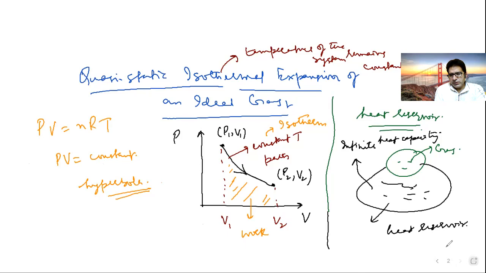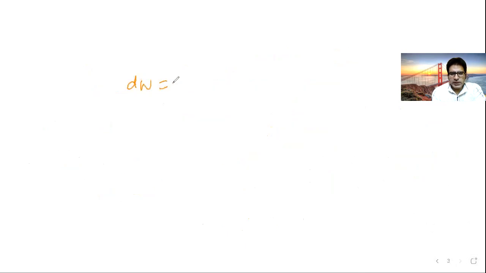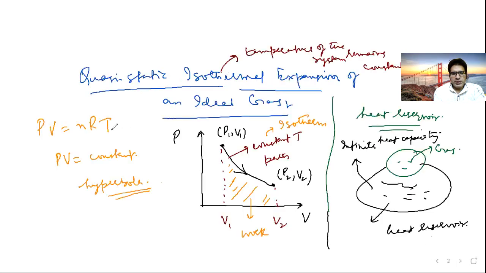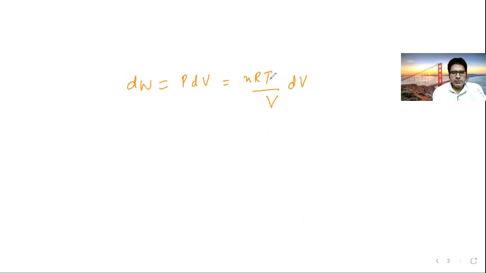Now we move to work. Now small work done by the gas is PdV, right? Now P can be replaced by nRT by V, right? P is from this equation, nRT by V. So I substituted nRT by V instead of P. Now the total work done by the gas when it moves from volume V1 to volume V2 is simply the integral of PdV from V1 to V2.